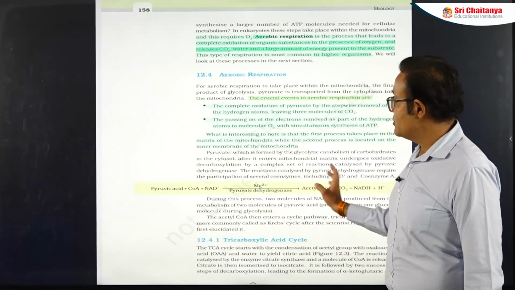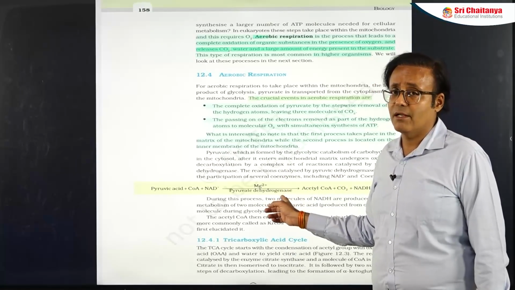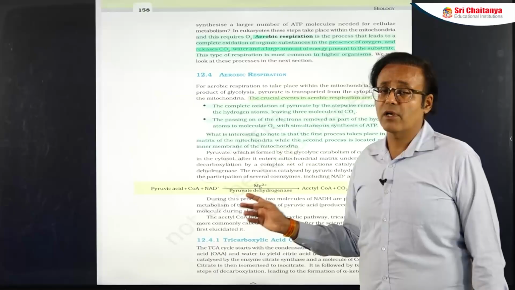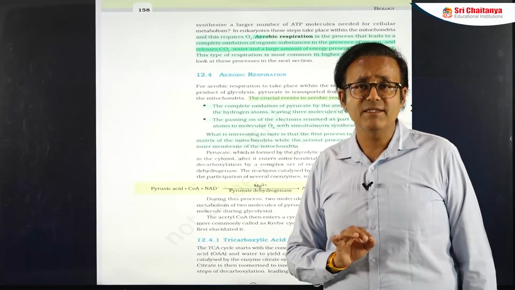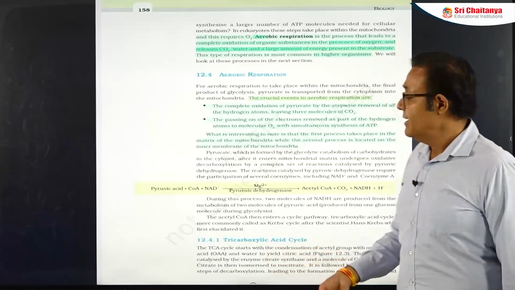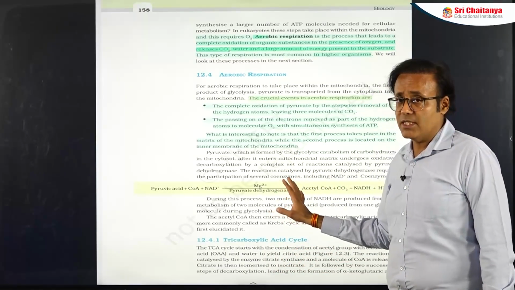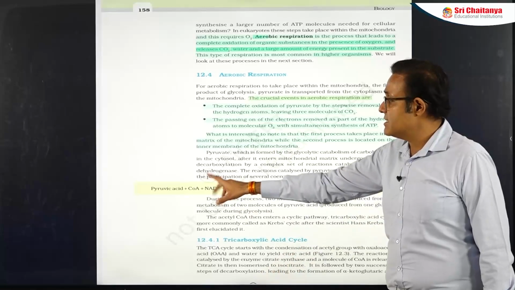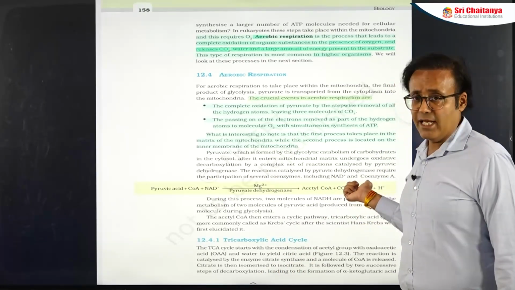Pyruvic acid gets converted into acetyl coenzyme A in the presence of an enzyme whose name is going to be very important here, as NCERT has given. What I am telling you again is that in this chapter you have to be very careful about the names of enzymes which have been mentioned. So here the name is pyruvate dehydrogenase enzyme. The cofactor is magnesium. This can also be asked. Here pyruvic acid gets converted into 2-carbon acetyl coenzyme A, and we have 1 NADH also.